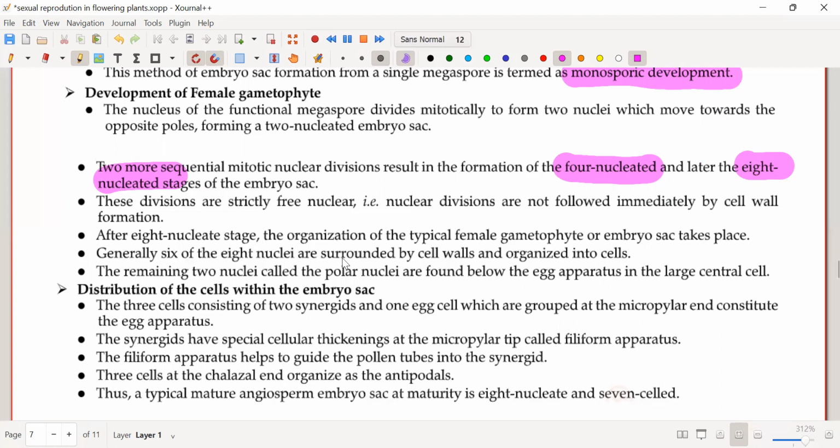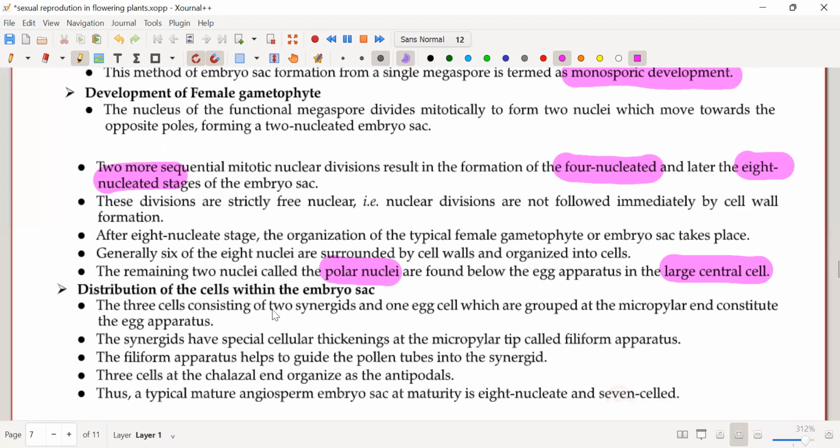Generally, 6 of the 8 nuclei are surrounded by cell walls and organized into cells. The remaining 2 nuclei, called polar nuclei, are found below the egg apparatus in the large central cell. Distribution of cells within the embryo sac.